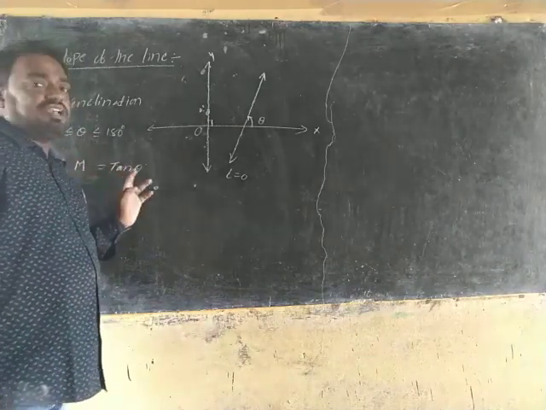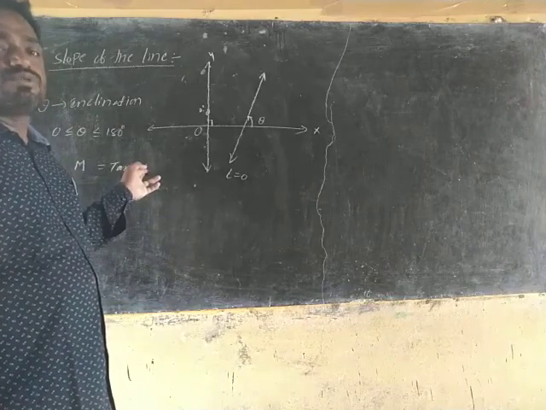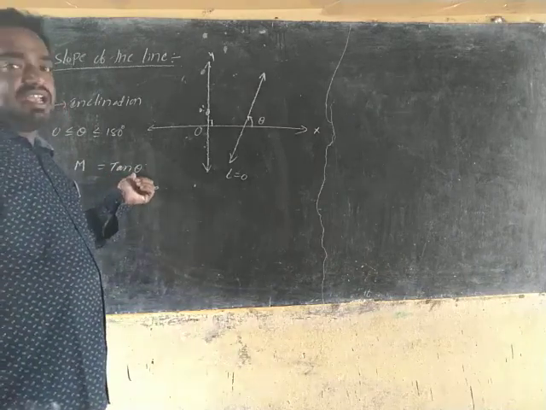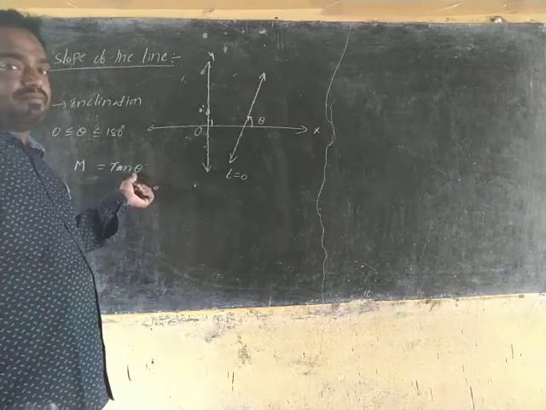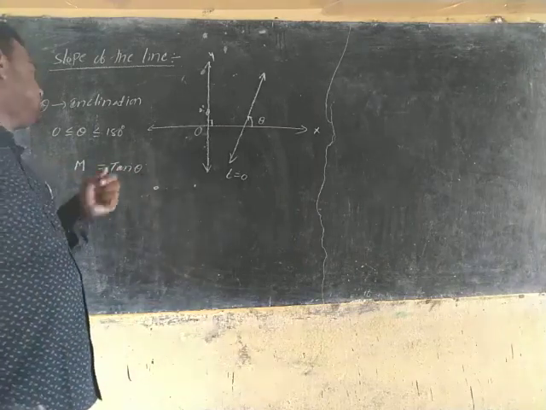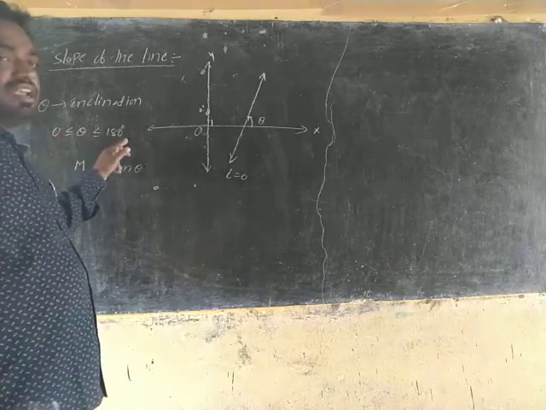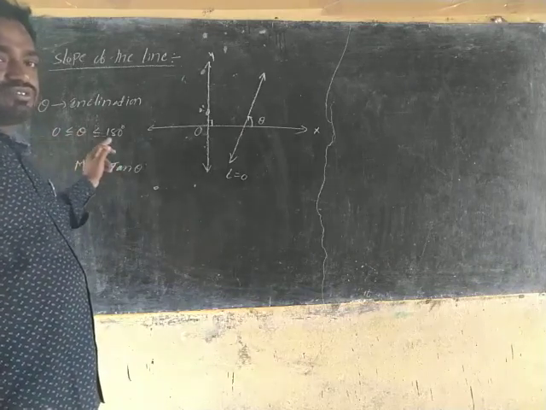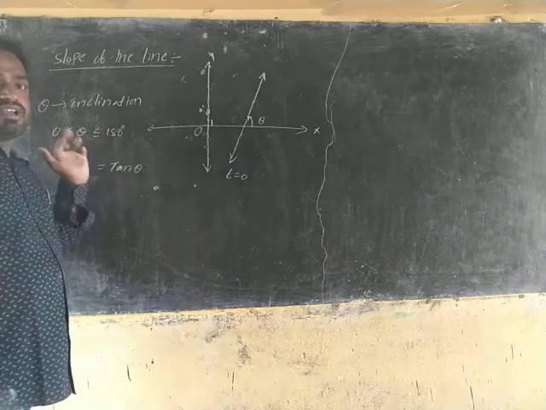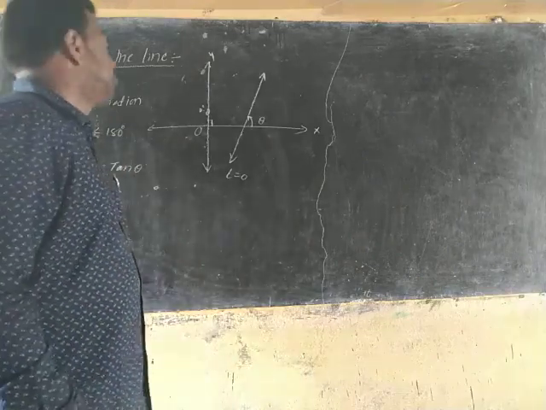And tan theta value is called the slope. Tan theta value is called what? The slope of the line. And the slope of the line is denoted by m. Therefore, m equals tan theta. Here the range of theta lies between 0 and 180, the closed interval, taking 0 and 180 also, and the values in between. So this is the definition of the slope of the line.